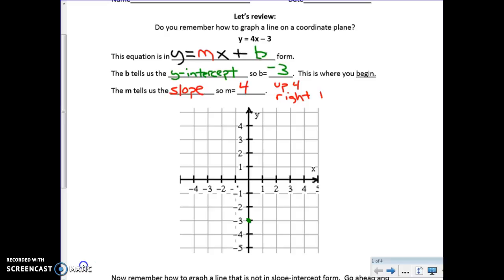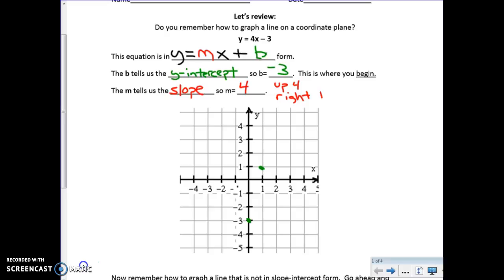So count, put your pencil where your dot is at -3. We're going to go up 4 units. 1, 2, 3, 4. Right now your pen should be on the y-axis at 1. Then we have to go right 1 unit. So we're not going to put our dot until after we go right 1 unit. Right there. So there's our next point. So we have 2 points where we started at 0, -3, and then we just used our slope to find another one at the point 1, 1. Now that you have 2 points, you can draw your line.